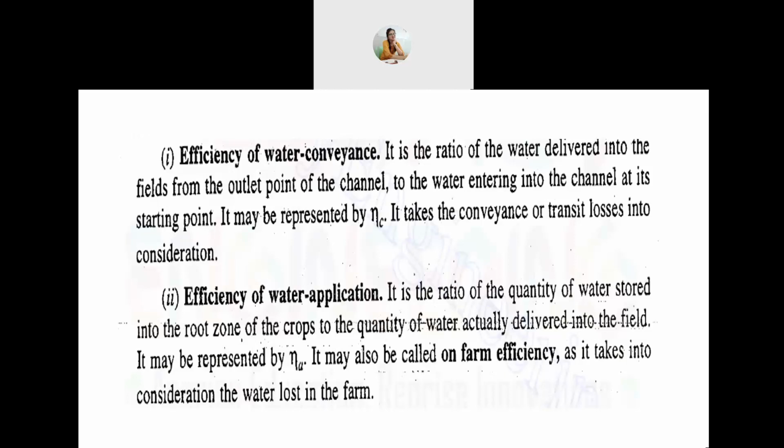Number 2 is efficiency of water application. It is the ratio of the quantity of water stored into the root zone of the crops to the quantity of water actually delivered into the field. It may be represented by efficiency suffix A. A stands for water application. So it may also be called an on-farm efficiency, as it takes into consideration the water lost in the farm.